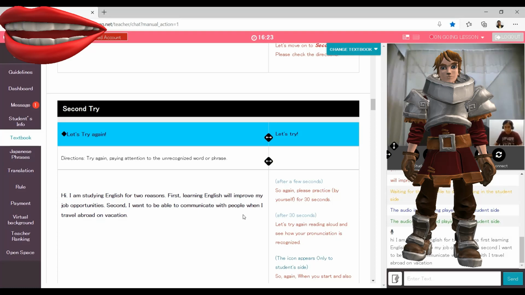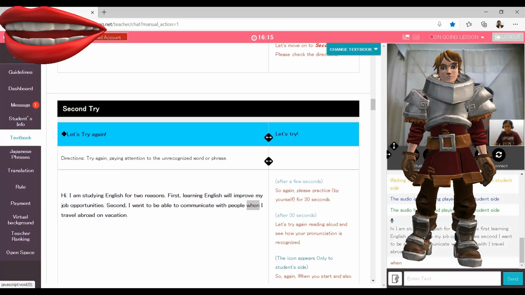So, with people, when. Let's try to practice this word, when. One more time. When. Okay. When I travel abroad on vacation. One more time. When I travel abroad on vacation.